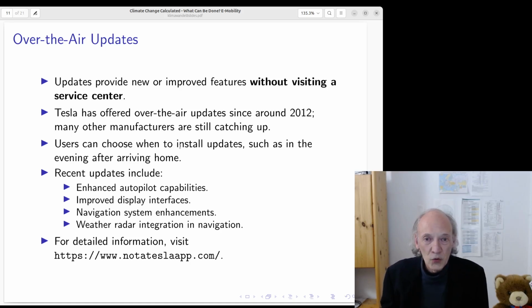And users can choose when to install updates, such as in the evening after arriving home. Basically like a smartphone. They ask you, shall I install an update? And then you can say, yeah, do it now or maybe this evening. So you can actually set a time to do it. Examples of recent updates include enhanced autopilot capabilities. So it's always getting better over time.